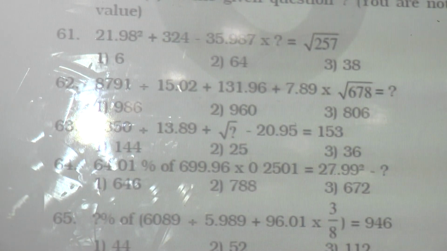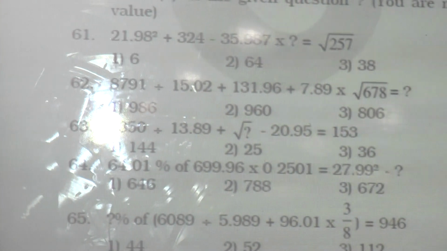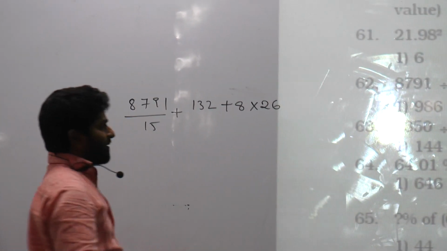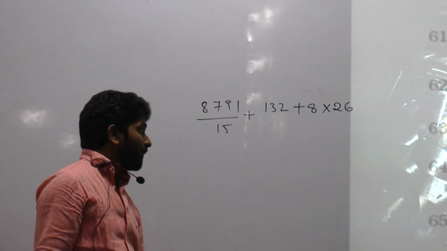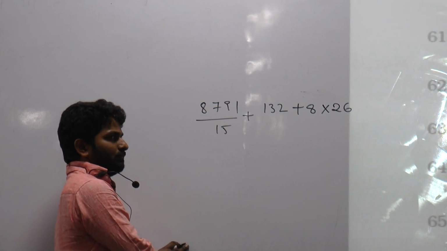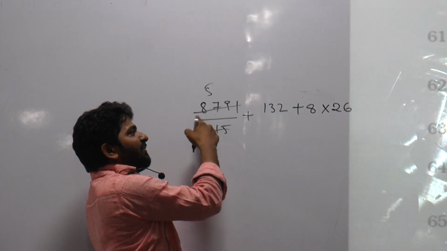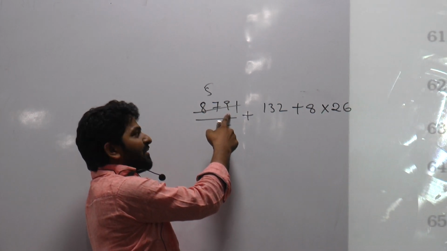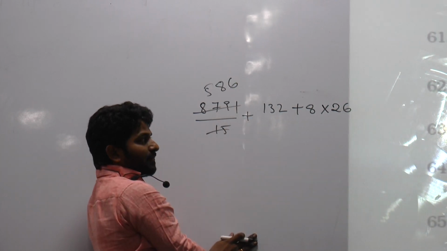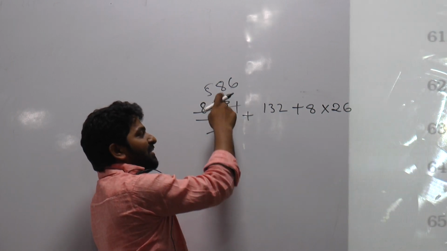8791 divided by 15, plus 132, plus 8 into under root 676, which is 26. This is equal to... Come on, do it, no other way. 15, 5 times 75. 12, 179. 8 times 90. 586 plus 132. 600. 710.